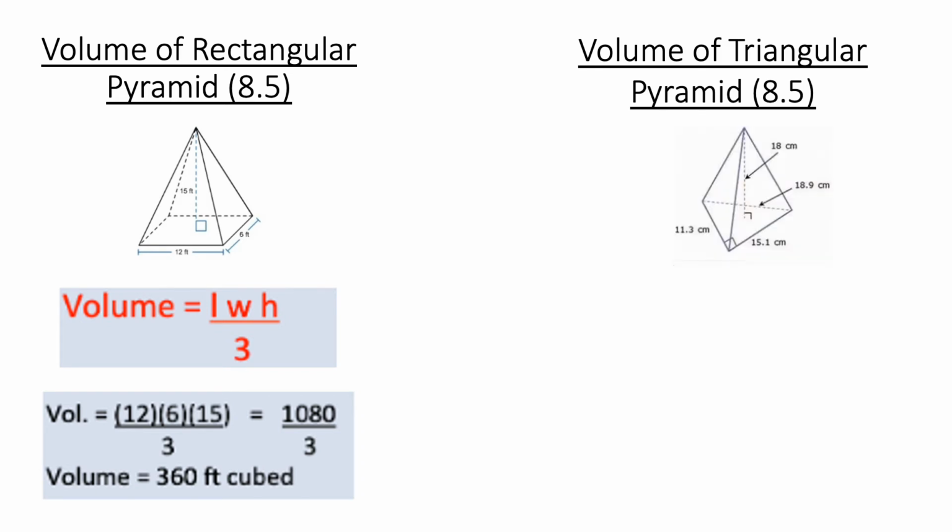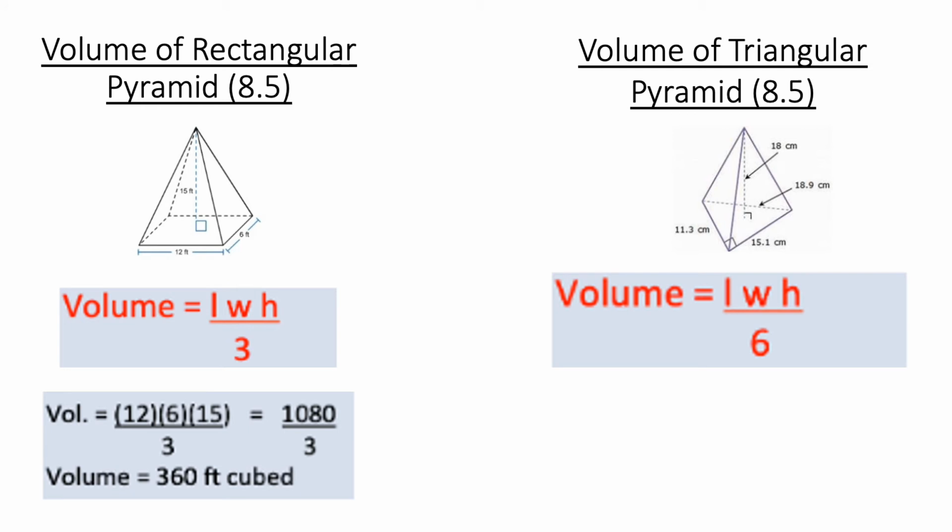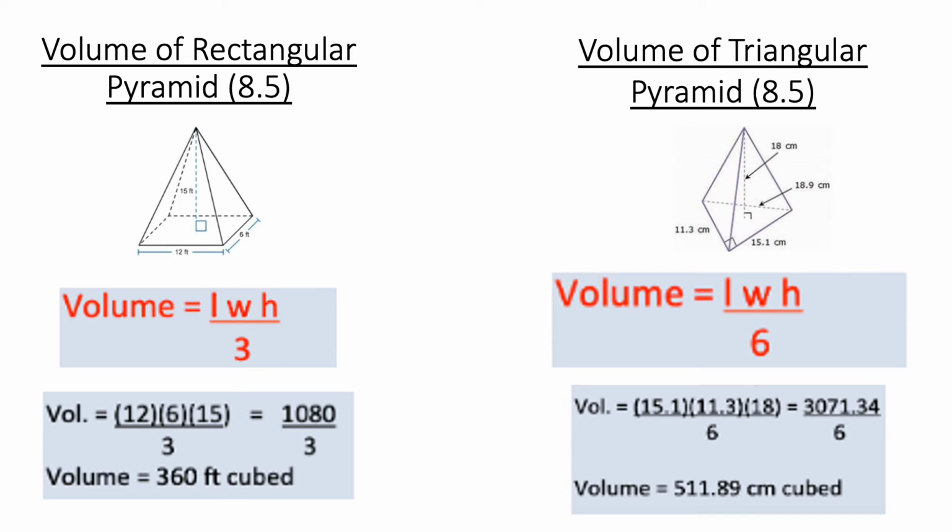If you look at a triangular pyramid, again, a triangular base is half of that of a rectangular base. So if we look at the formula for a rectangular pyramid, length, width, height divided by 3, and we take half of that, we would get length, width, height divided by 6. So then we would substitute and solve for the volume of a triangular pyramid.